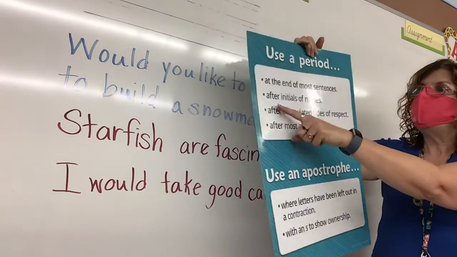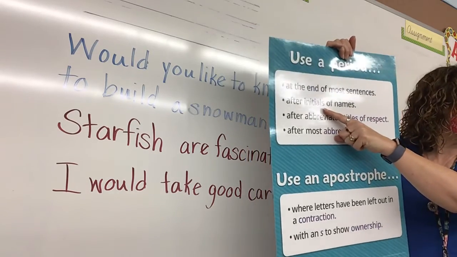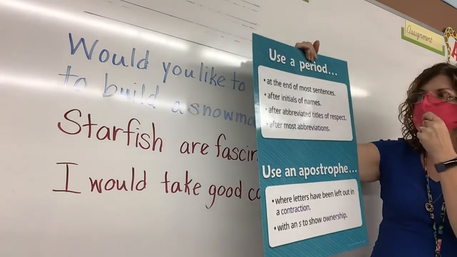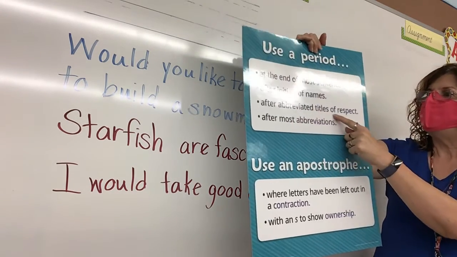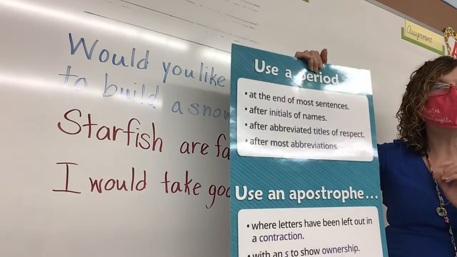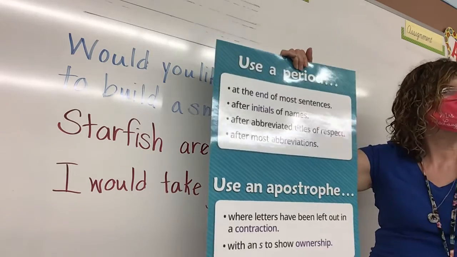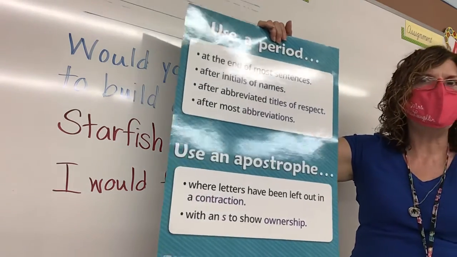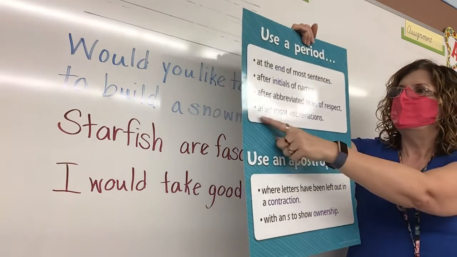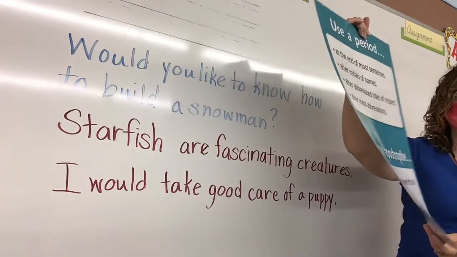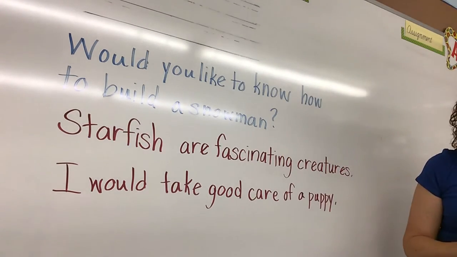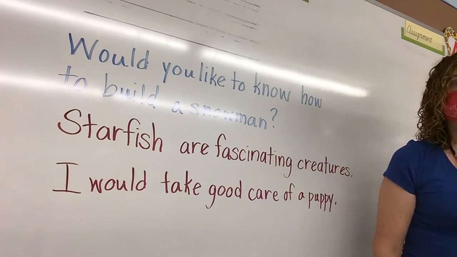But you also use a period after initials of names. Yes, if you have initials, you need to capitalize it and put a period. And after abbreviated titles of respect, they would be capitalized and you need a period if they're abbreviated. What's the one that's not abbreviated? Miss. Say it. Miss. M-I-S-S. Not missing. Does not need a period because it is a whole word. And after most abbreviations, you need to use a period. All right? So, go ahead and finish writing these sentences. And then we will be doing the quiz.